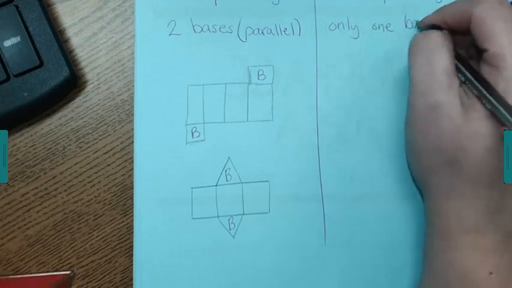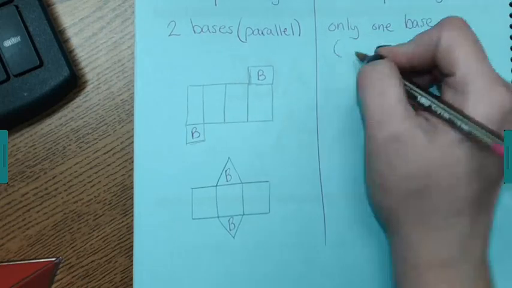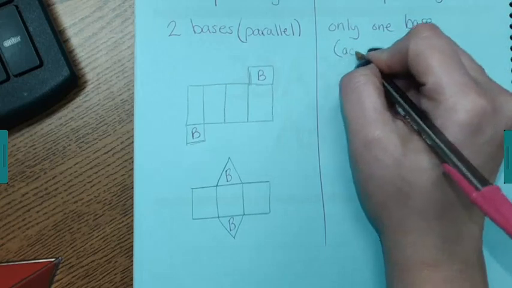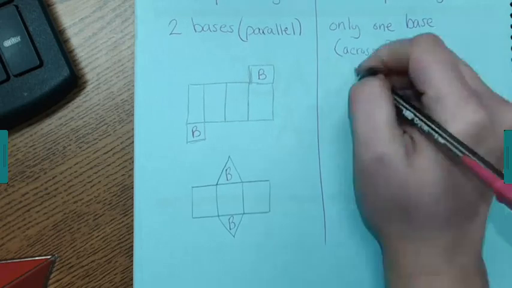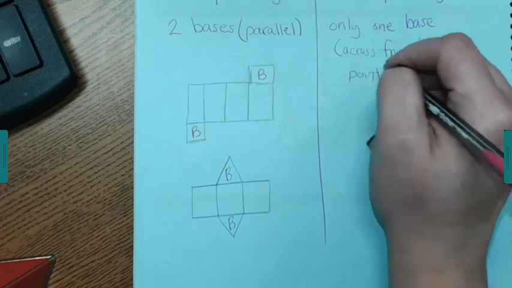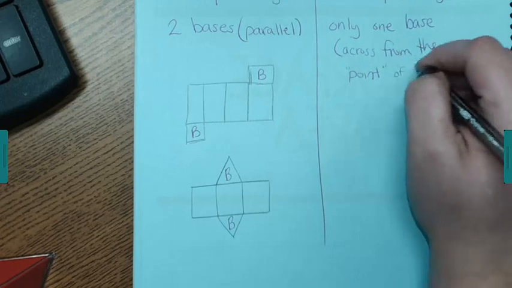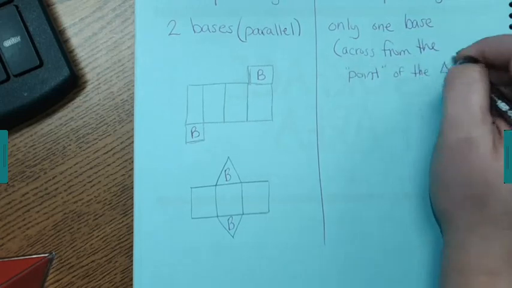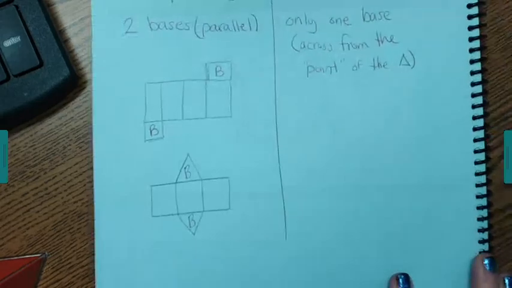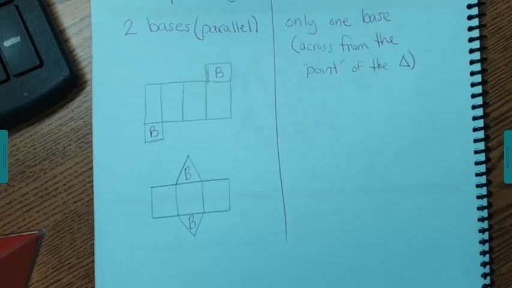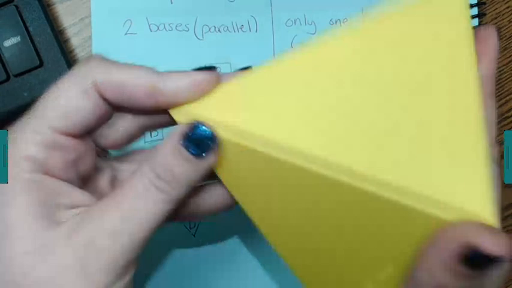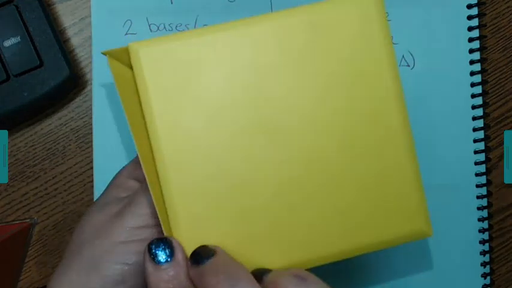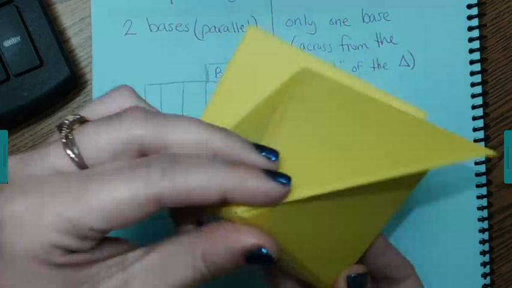Only one base, and it's going to be across from the point of the pyramid. So like this guy, again, there's the point of my triangle. What shape is opposite? So that would be a square pyramid.